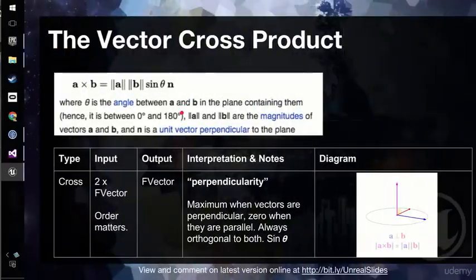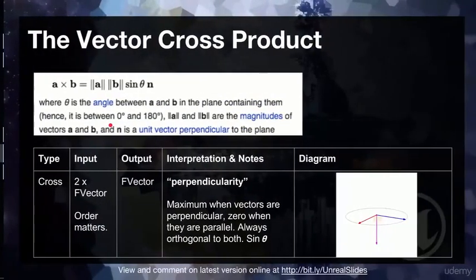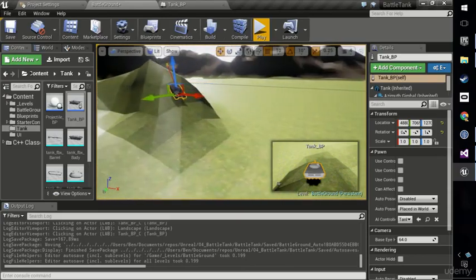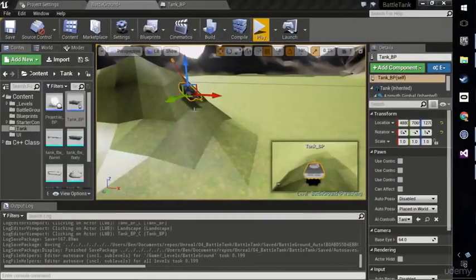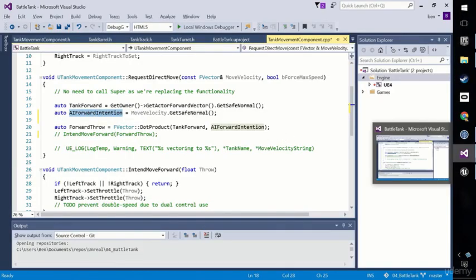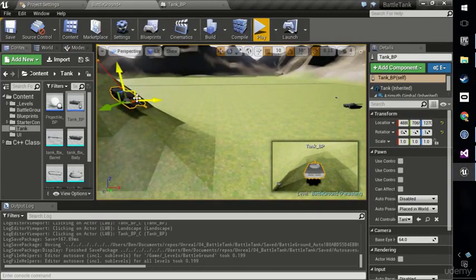So these two vectors, let's go to the code. These two vectors that we're going to be taking a cross product of are both in world space. The tank forward and the AI forward intention are in world space. So whereas I've been demonstrating tank forward using the local coordinates, the tank forward as far as what we're getting out of the code is actually that red arrow there. So it's world space. And then the vector that we are getting for AI forward intention is also in world space, and in this case would probably be a line pretty much straight from this tank down to this tank.